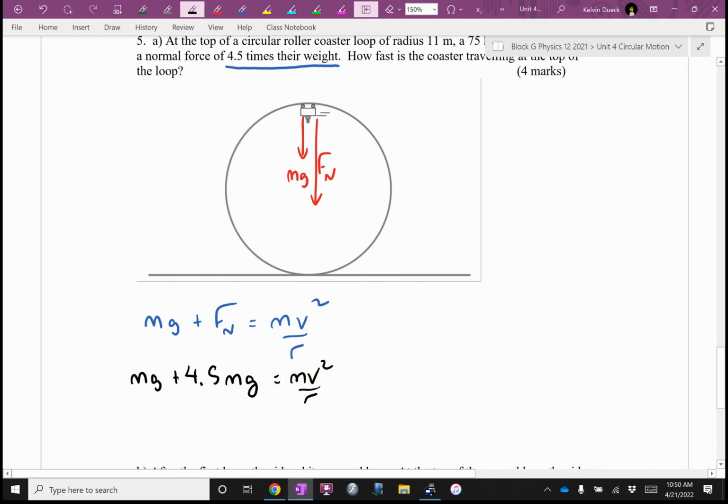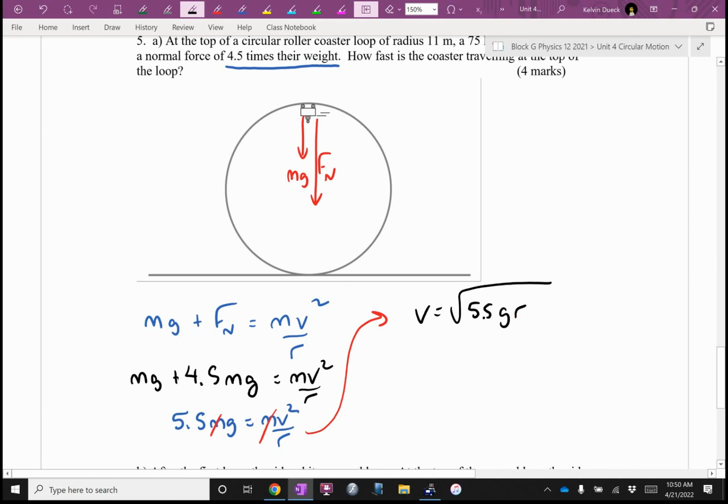In fact, I can gather like terms. 1 mg plus 4.5 mgs. Why, that's 5.5 mgs. That equals mv squared over r. Not only that, I could have canceled out the m, either on the previous line or on this line. Everybody has to go the same speed in order to feel 4.5 times their weight, whether they're a little kid or a grown-up. Doesn't matter. And they want me to get the v by itself, and oh, hello, my old friend. It looks like v is equal to the square root of 5.5 gr.